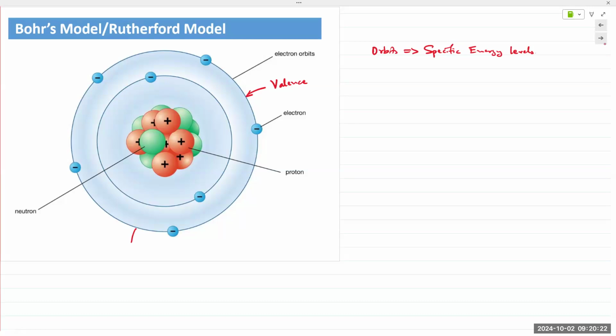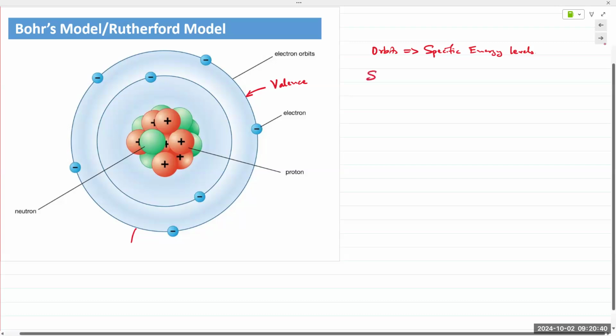Okay, so each orbit has a specific energy level. In general, the theory postulates that the smaller the orbit, the lower the level of the energy. The larger the orbit, the higher the level of the energy of the electrons. Okay, so smaller orbits, lower energy. And larger orbits, higher energy.